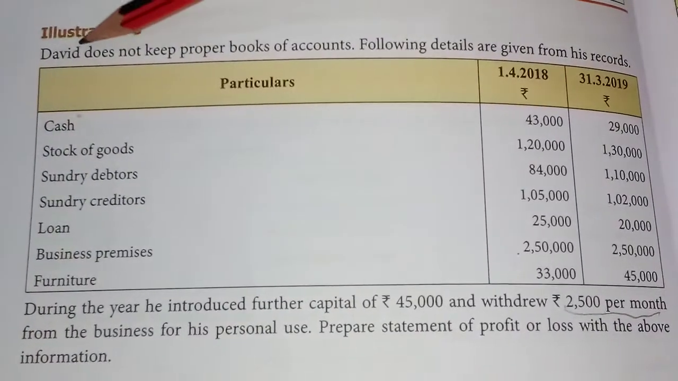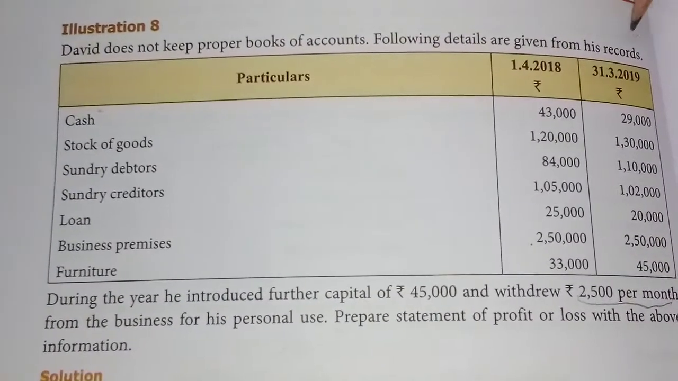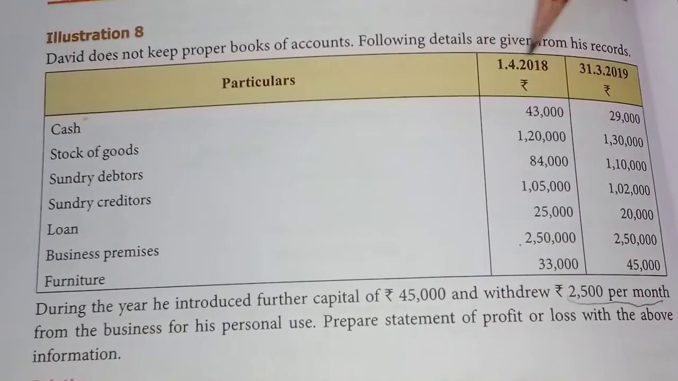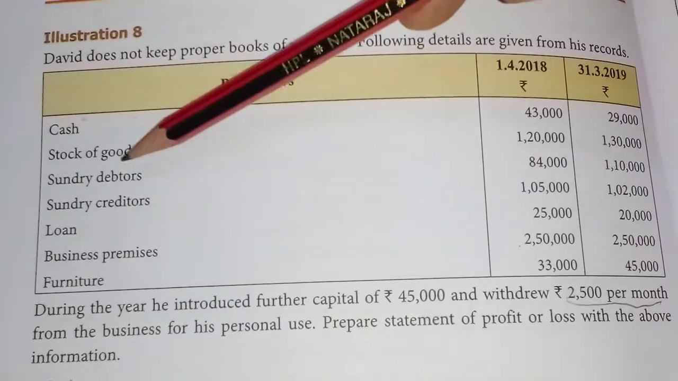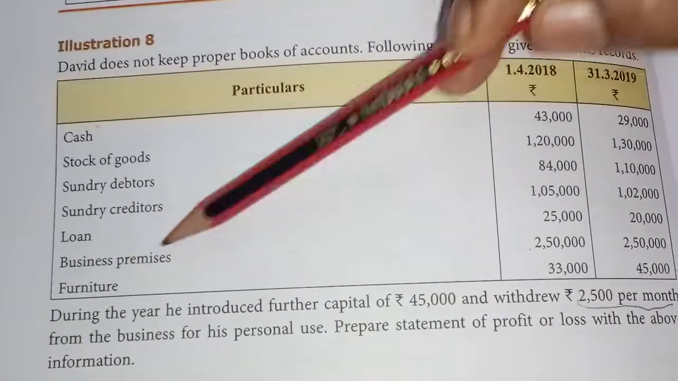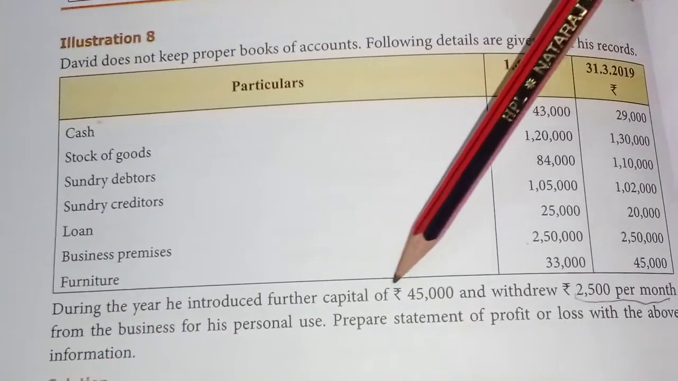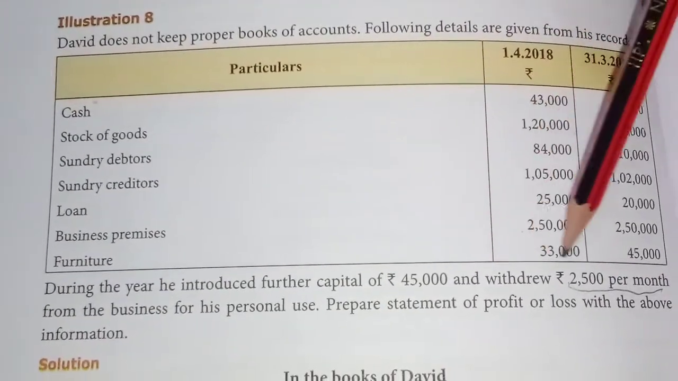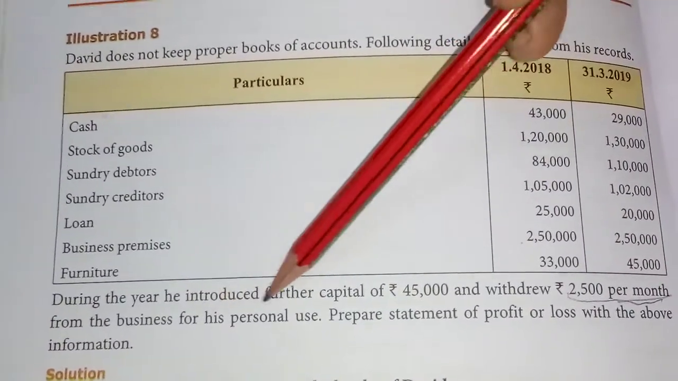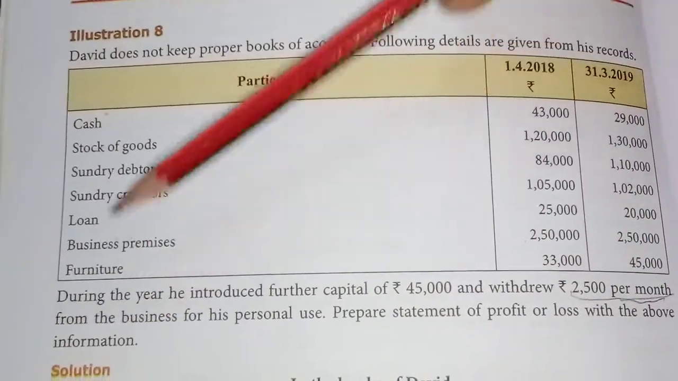Illustration 8. David does not keep proper books of accounts. The following details are given from his records. Particulars, 2 dates, amounts given, opening and closing. Cash, stock of goods, sundry debtors, sundry creditors, loan, business premises, furniture. Both the dates they have given. Then during the year he introduced further capital of rupees 45,000 and withdrew rupees 2,500 per month from the business for his personal use. Prepare statement of profit or loss with the above information.